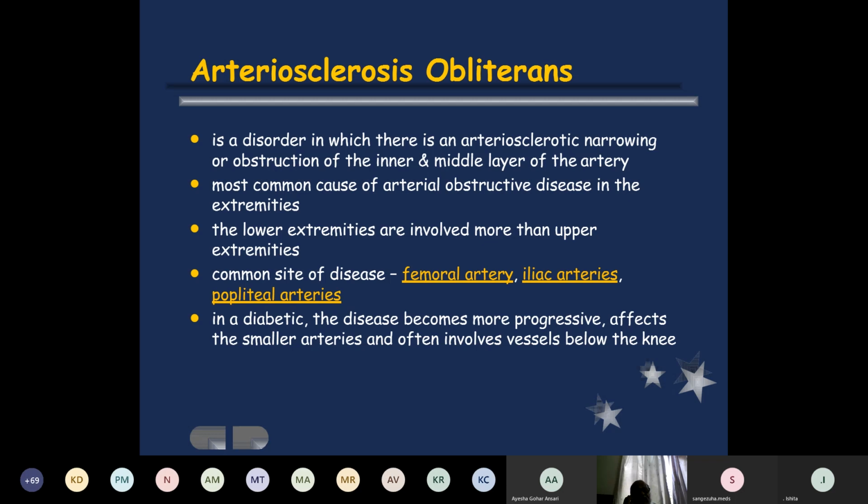The most common peripheral vascular disease is atherosclerosis obliterans, a disorder in which there is atherosclerotic narrowing or obstruction of the inner and middle layers of the artery. It is the most common cause of arterial obstructive disease in the extremities. Lower extremities are more commonly involved than the upper extremities. Common sites of the disease pathology are the femoral, iliac, or popliteal arteries. In diabetics, the disease becomes more progressive, affects the smaller arteries, and often involves medium-sized vessels below the knee.